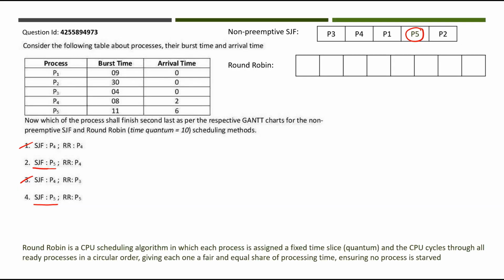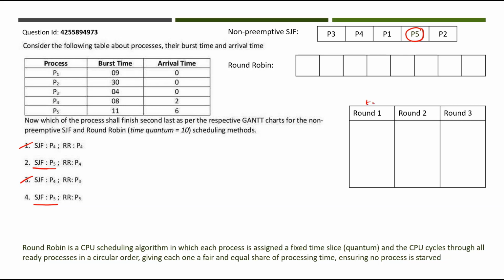Round robin is a CPU scheduling algorithm in which each process is assigned a fixed time slice called the time quantum, and the CPU cycles through all ready processes in a circular order, giving each one a fair and equal share of processing time. This ensures no process is starved. So here the time quantum is 10. Here t is equal to 10, here t is equal to 10 and here t is equal to 10. So this is round 1, round 2 and round 3.